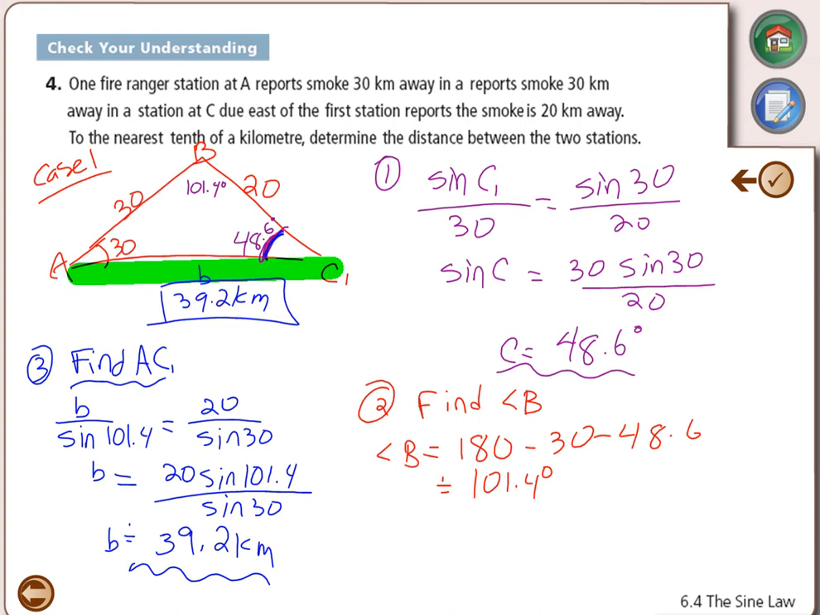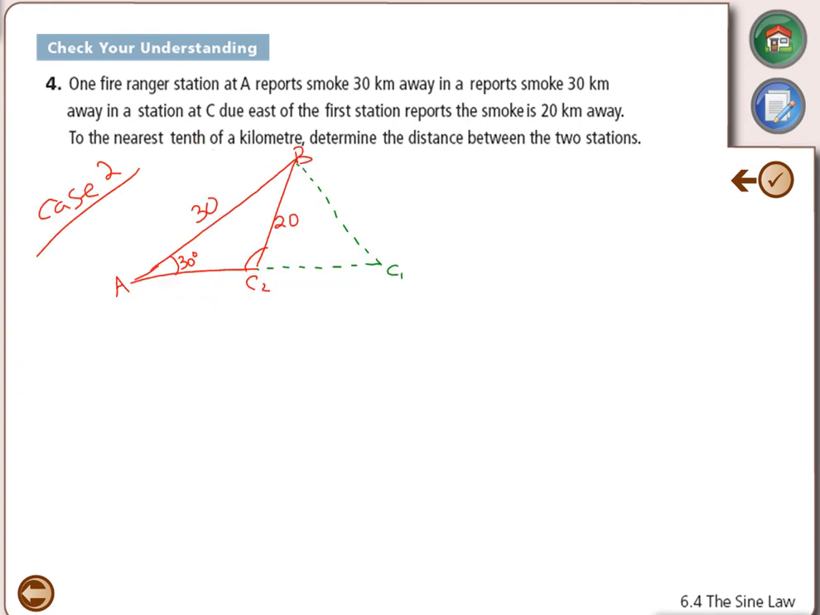But that's only true if we had an acute angle for C. So there we've got case 2. Whew. A little bit tougher of one. Let's look at what to do with this one. So I know that this over here was 48.6 degrees. I also know that this is an isosceles triangle. So that means here is 48.6 as well. That means here we're going to have angle C equal to, because this is a straight line, 180 minus 48.6 degrees. That gives us 131.4 degrees inside here.